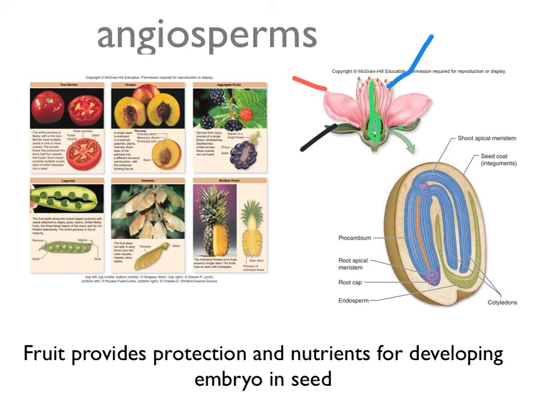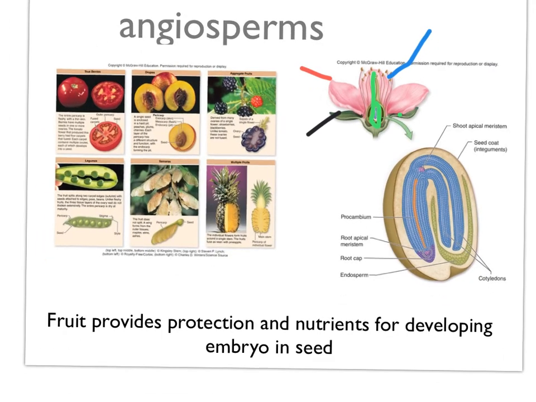Okay, so the fruit provides protection and nutrients for the developing embryo in the seed. However, it's a little misleading. The fleshy fruit is not there for the plant in the sense of providing nutrients. The fleshy fruit is there for animals that come along and eat it. Okay?